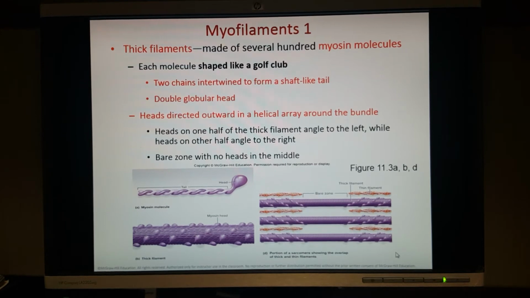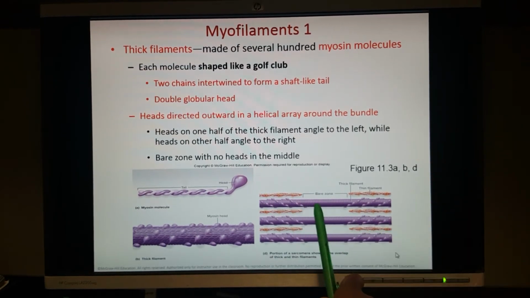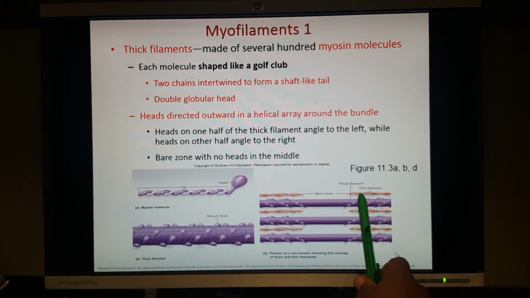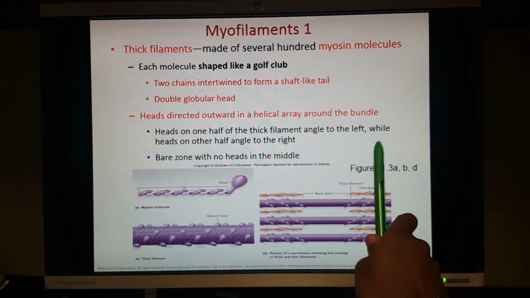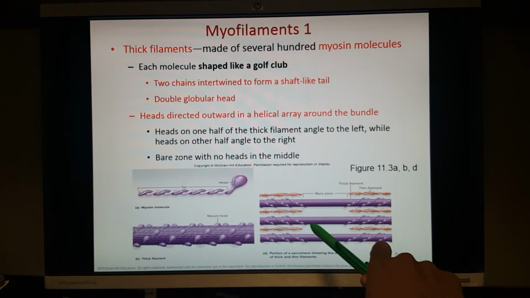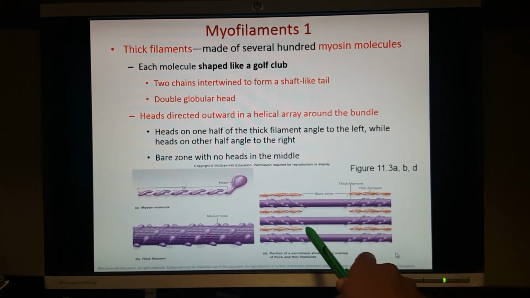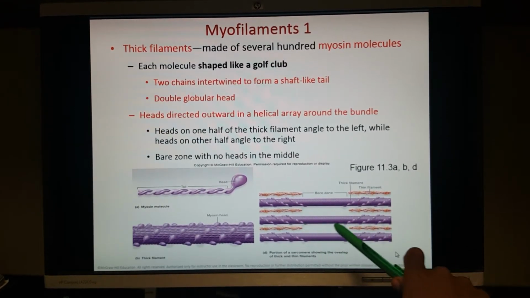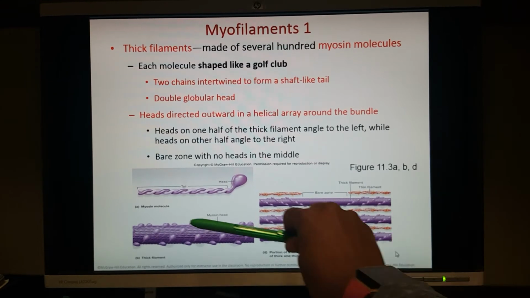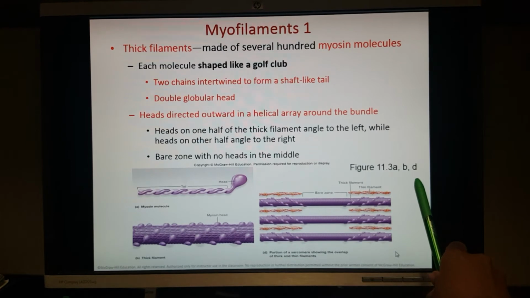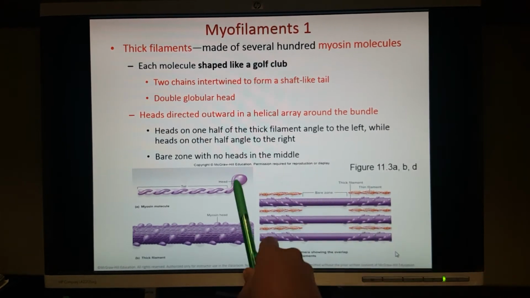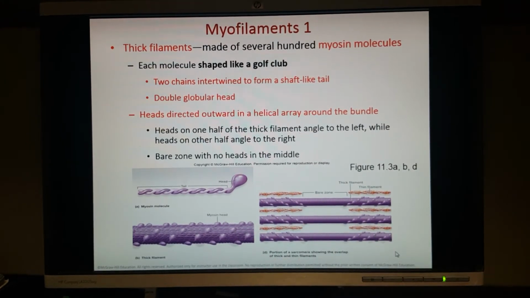With your thick filaments, your heads point away from this middle bare zone. Where there's no overlap with your thin filaments, there's no need to have the head that's going to bind to the thin filaments, and therefore they're just not in that bare zone. So the tail regions are here, pointing to your Z-disc. What we can't see in this picture, you'd have a Z-disc on this end and a Z-disc on this other end.